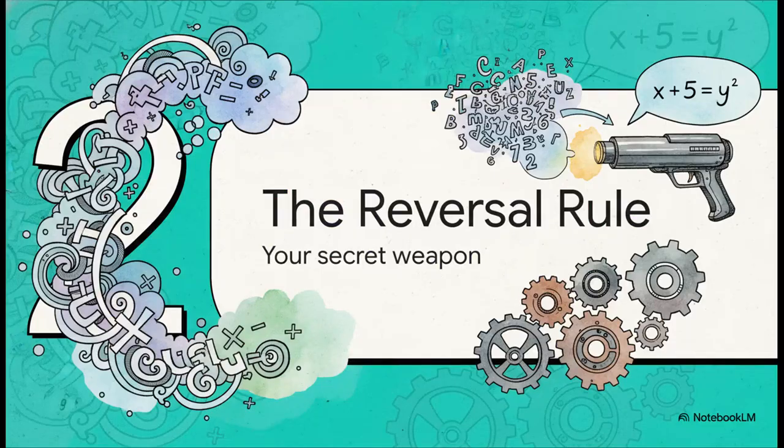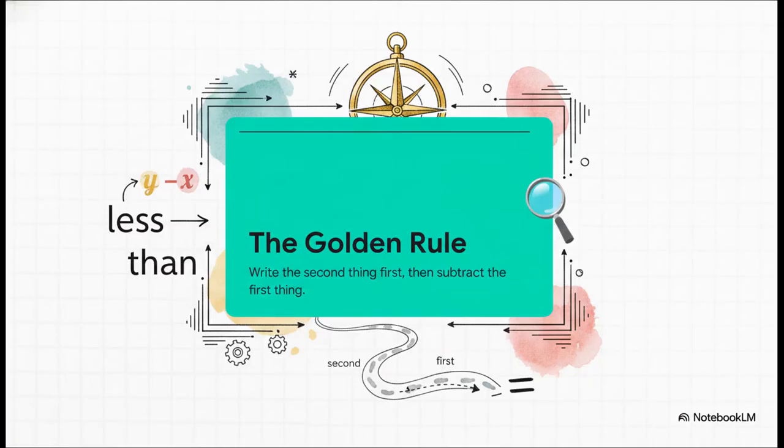So, knowing the words, that's step 1. Now for step 2, the rule that tells you exactly what to do when you spot them. We're going to call it the reversal rule. Honestly, you should think of this as your new secret weapon for nailing these translations every single time. And here it is, the golden rule. It's so simple, but it's incredibly powerful.